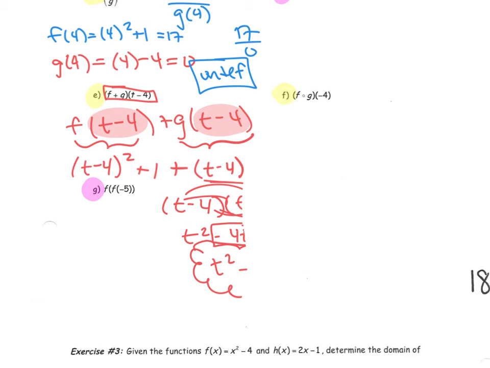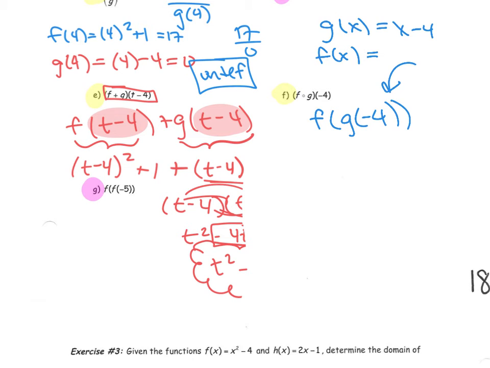Okay, so let's look at letter F together. So now this is a composition of functions. So I can really rewrite this as f of g of negative 4. This is typically the form we usually prefer to write this anyway. We know that g of x is x minus 4, so I'll just write that up here. g of x is x minus 4. And we know f of x is equal to x squared plus 1. We are first going to do the innermost part of the function.